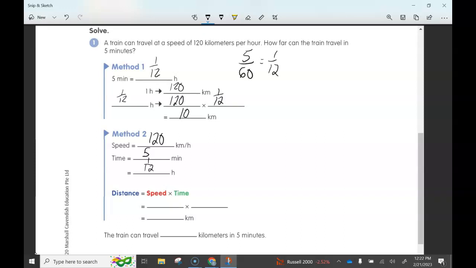Now what we have here is distance equals speed times time. So we have the speed, 120, and then we have the time, 1/12. And that's going to give us 10 kilometers. So we can see that the train can travel 10 kilometers in 5 minutes. So basically what we did, we just took the total distance in an hour, and then we multiplied that by the 1/12, which is represented by the 5 minutes, and that gave us 10 kilometers in 5 minutes.